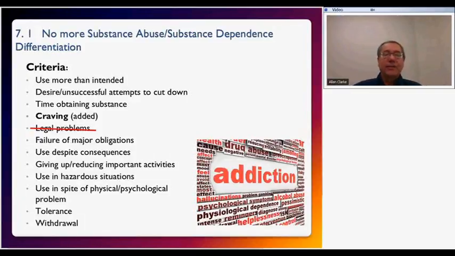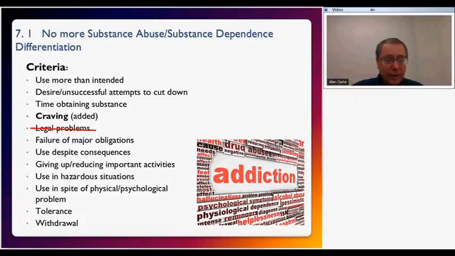Okay, so moving on, number 7. No more substance abuse, substance dependence differentiation. As you recall, in the DSM-4, there was a separation between a diagnosis of substance abuse and substance dependence being the more severe. In the DSM-5, they felt this was an artificial separation. It's really one issue, which is an addiction issue, and people are on a continuum of less severe to more severe, but it didn't justify separating the two apart.